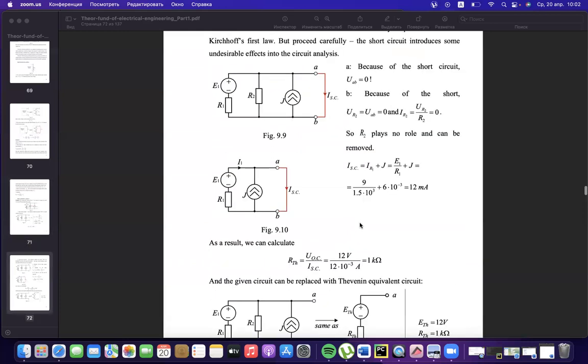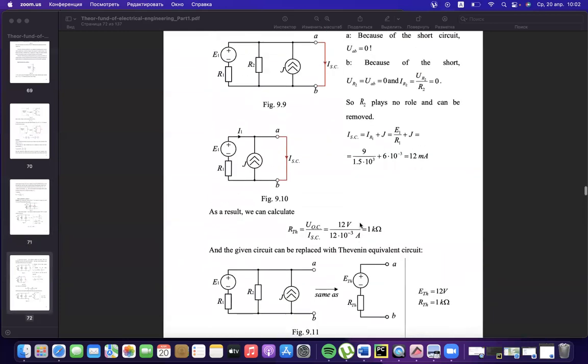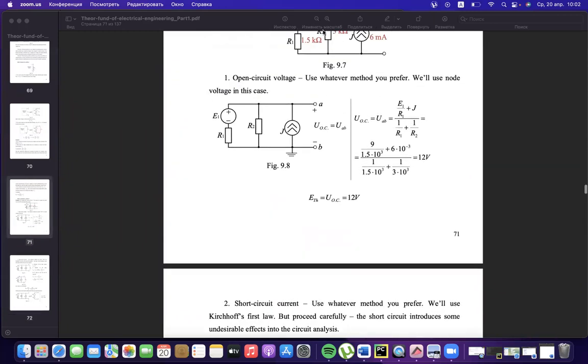It is the first part. The second part: how to find resistance. Here are two ways of finding resistance. First, we could disconnect the sources. Instead of the current source, we could substitute infinitely high resistance, and instead of the voltage source, it will be zero. Then we get only R1 parallel to R2, two parallel resistors.